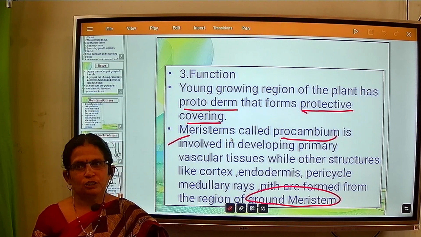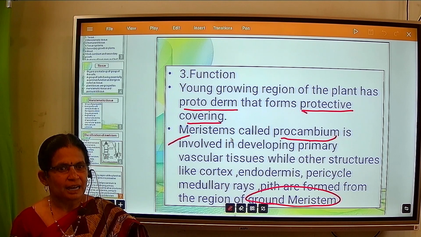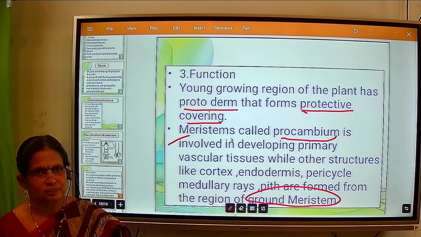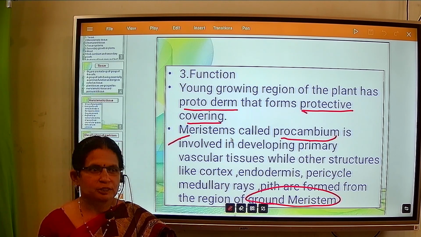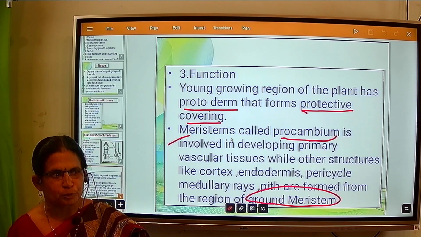In this lecture, we have completed the definition and the classification of the meristems. In the next video, we will see about the permanent tissues and the classification of permanent tissues.